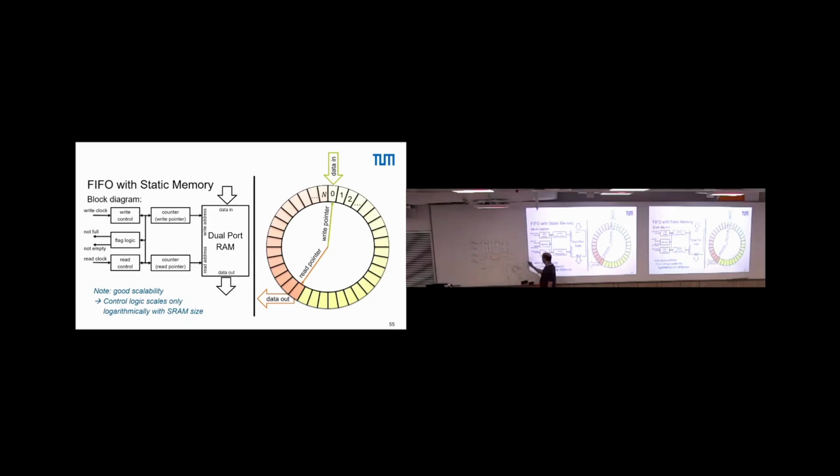Meanwhile, you continue writing until you reach the highest address, so the nth address. Then this sets the, I just call it full signal, or resets the not full signal. I'm now full. This one here is evaluated in the write domain, right? This one here is evaluated in the read domain because I need to know in the read domain, can I start reading? And I need to know in the write domain, do I have to stop writing?